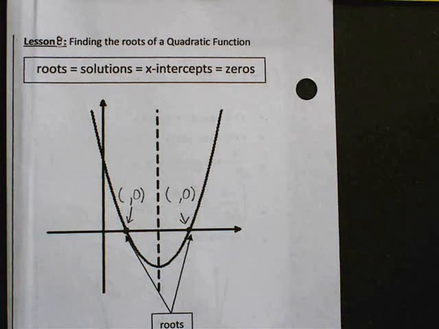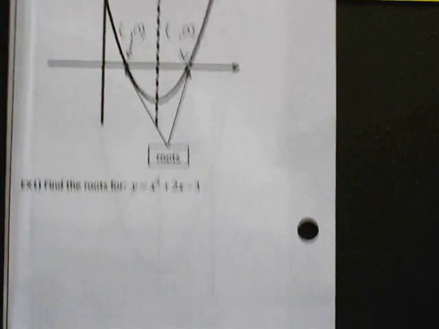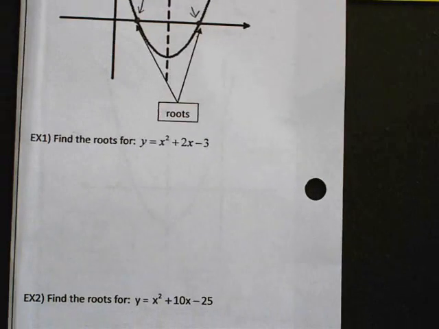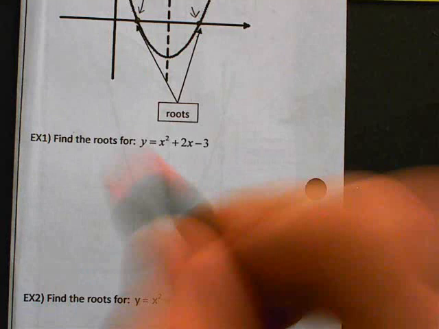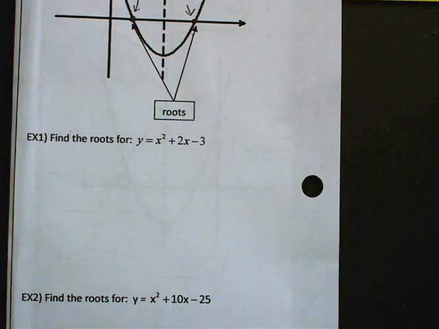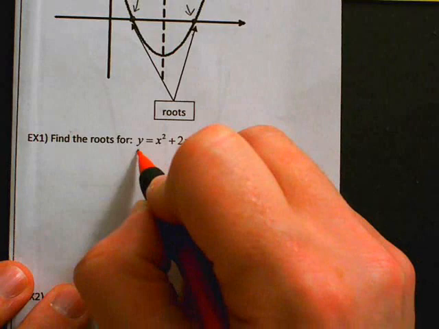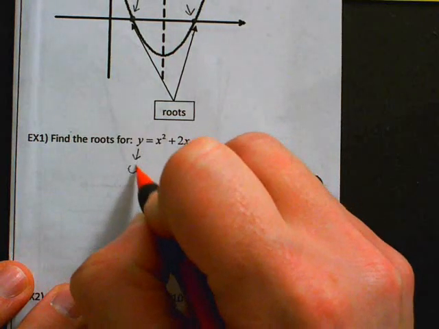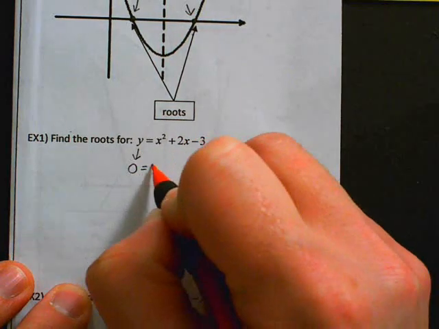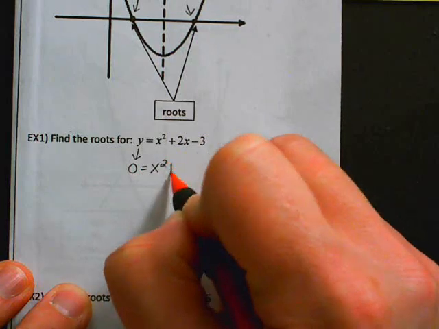So here's an example. Here's an equation of a parabola, a quadratic equation, and I'm asked to find where the graph touches the x-axis. So what I'm going to do is substitute the 0 right there. So this is going to become x squared plus 2x minus 3.